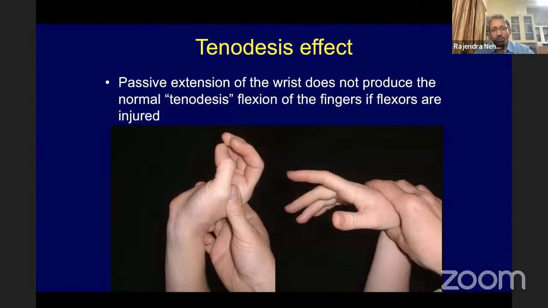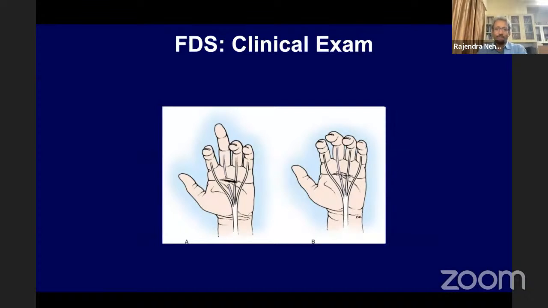Secondly, once you see this patient, you should observe the tenodesis effect. With passive wrist extension, normally the finger will flex. That is because of the normal tenodesis effect. If the fingers don't extend on wrist flexion and don't flex on wrist extension, that means there is a problem with the flexor tendons.